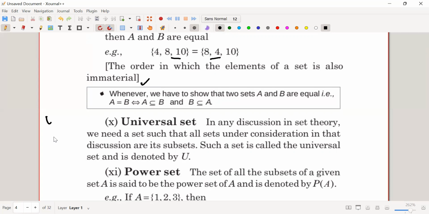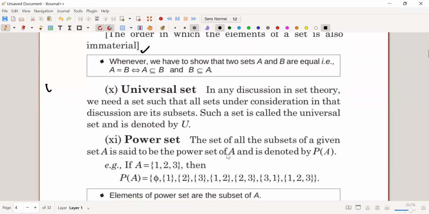Yes, the universal set contains all. From that, the other sets A, B, C, or D should be a subset of the universal set. It may be equal also, but it should be a subset of the universal set. We can't cross that limit.